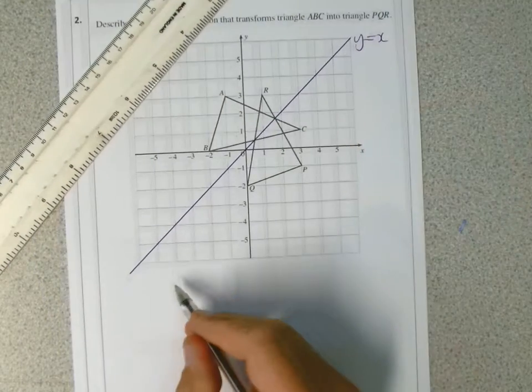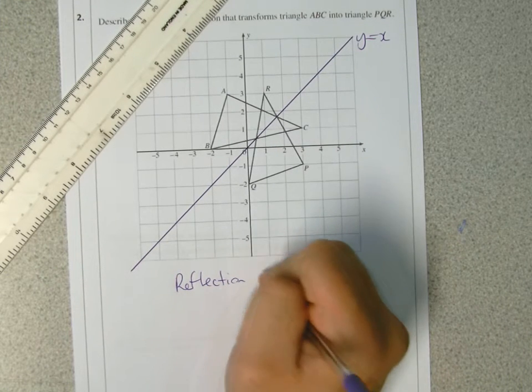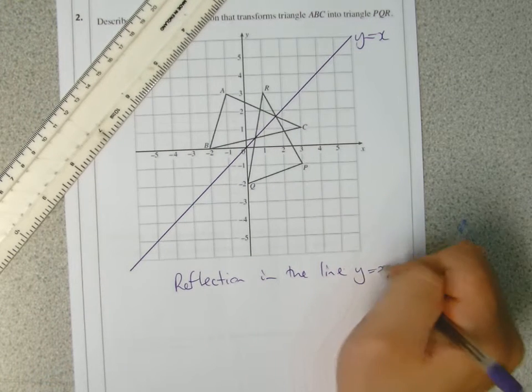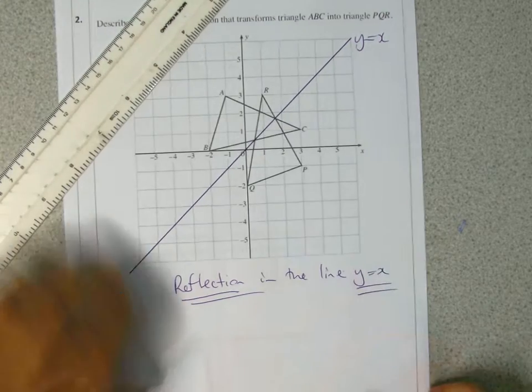So when we write down here, we need to say reflection. That will get you 1 mark, okay? And you need to say then in the line, make sure you have that down, right? y equals x, okay? And of course you need that as well.